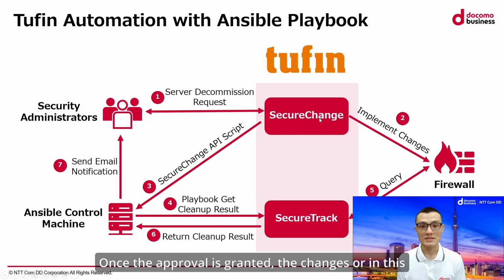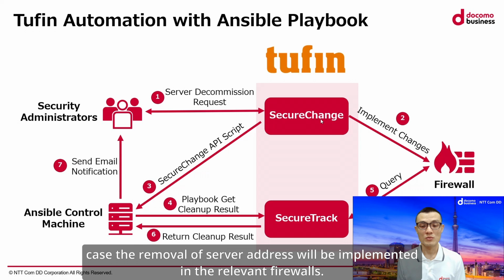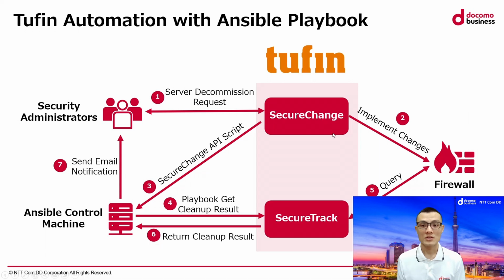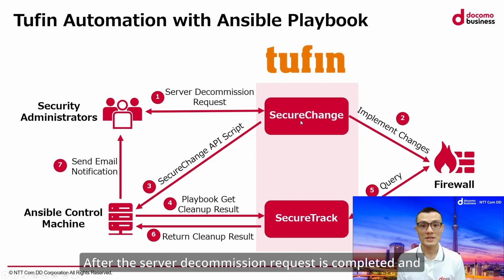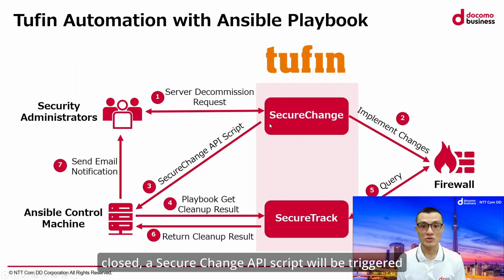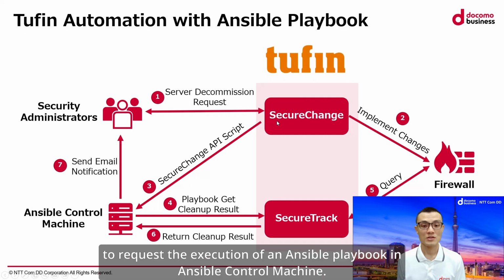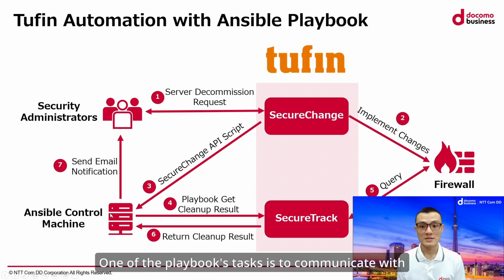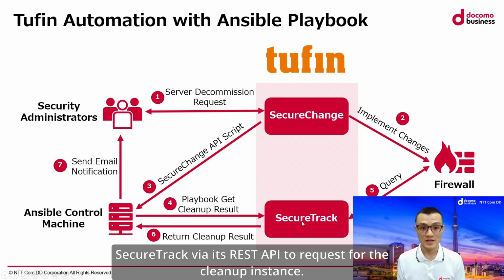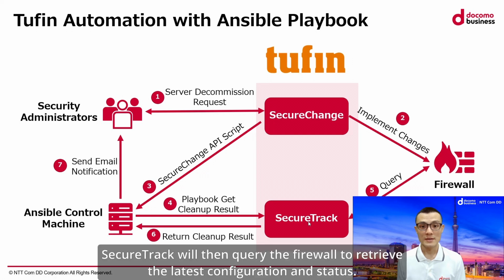Once the approval is granted, the changes, or in this case the removal of server addresses, will be implemented in the relevant firewalls. After the server decommission request is completed and closed, a Secure Change API script will be triggered to request the execution of an Ansible playbook in the Ansible control machine. One of the playbook's tasks is to communicate with SecureTrack via its REST API to request for the cleanup instance.